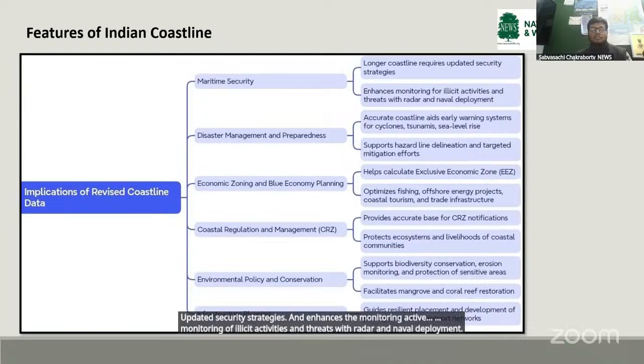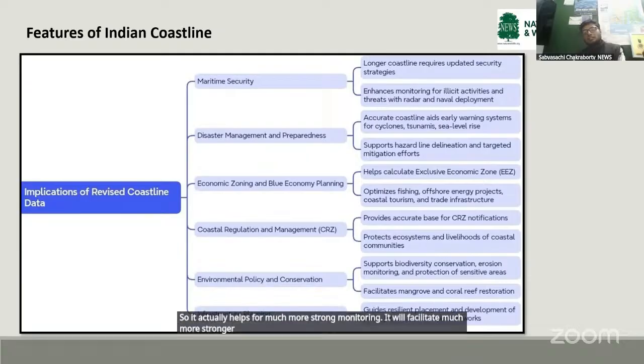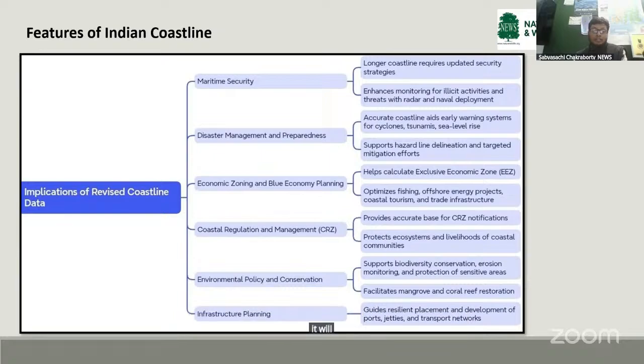In terms of disaster management and preparedness, accurate coastline aids early warning systems for cyclones, tsunamis, and sea level rise, and supports hazard line delineation and targeted mitigation efforts. So it actually helps for much stronger monitoring in case of natural disasters. It will help to demarcate the exclusive economic zones more prominently.